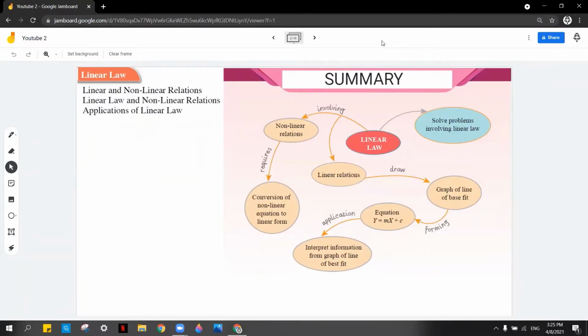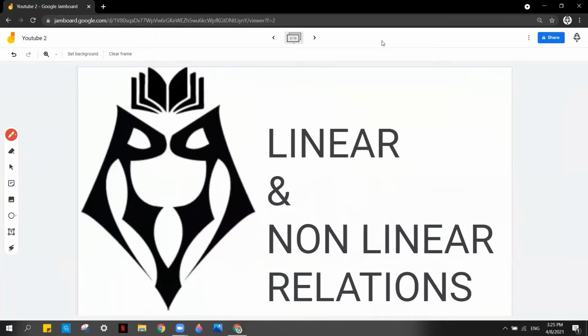In linear law, there are several parts that we're going to discuss. First, the non-linear relation and the linear relation. Then we'll also talk about how to solve some questions regarding them. So today we're going to talk about linear and non-linear relations.